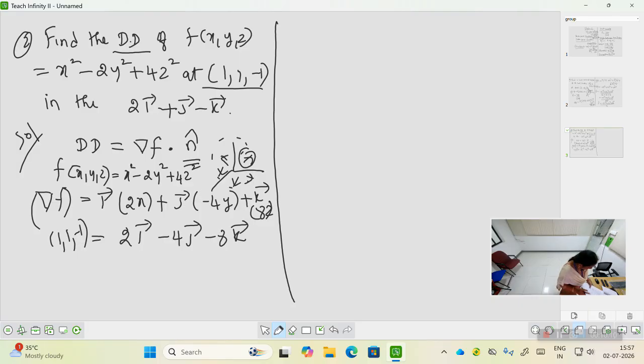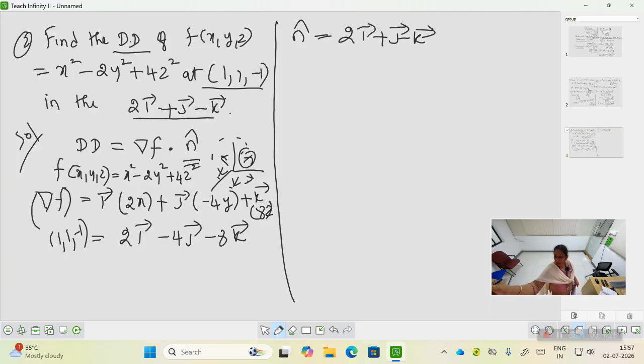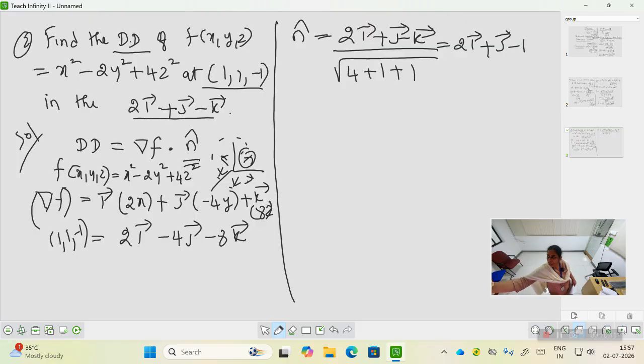Now before that I need n cap also. I'll come to this slide. Right, n cap. So what is n cap? What is the direction they have given? This is the direction. So 2i plus j vector minus k vector divided by we have to find that magnitude, right? So 4 plus 1 plus 1, which is nothing but 2i plus j vector minus k vector divided by square root of 6.